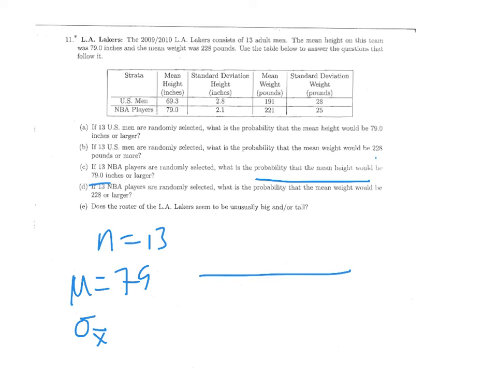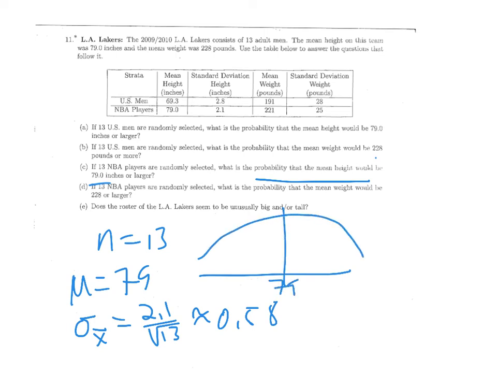So the standard deviation for the mean of 13 NBA players is going to be 2.1 divided by the square root of 13, which is 0.58. And we're looking for 79 or more. 79 is the mean, so do you see that that should be 0.5? Because the mean is the median. That hasn't changed. So we know the answer is going to be 0.5.